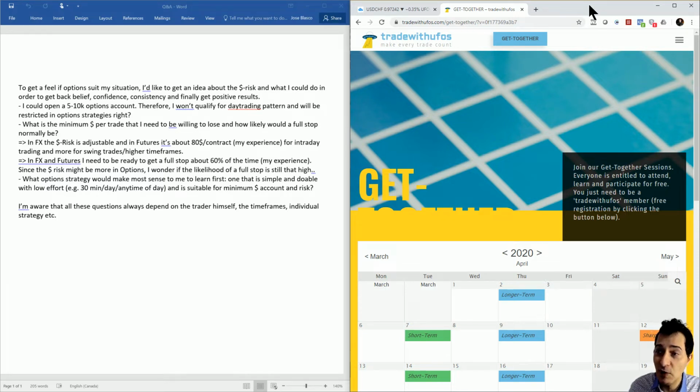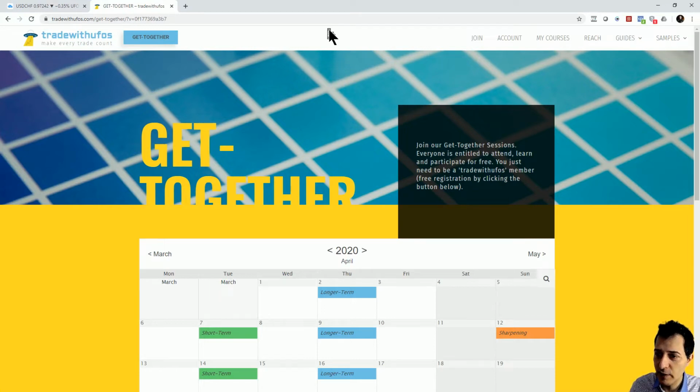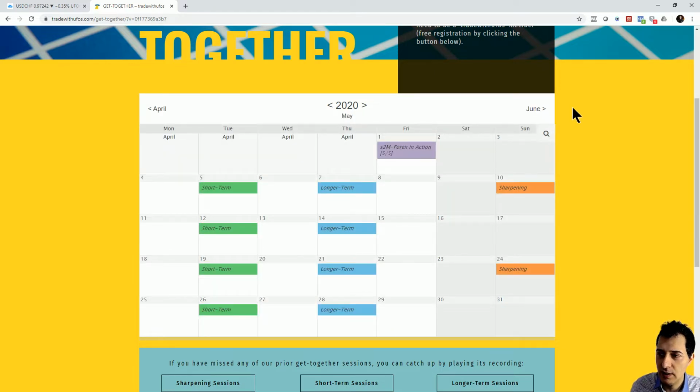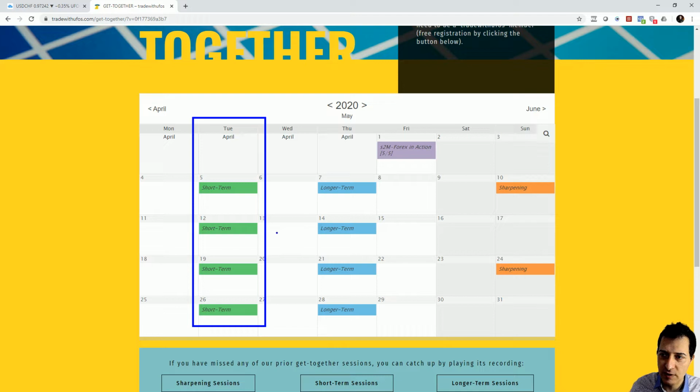But before I do that, a little bit of looking at the schedule. So this is April, for the month of May, same structure as you can see on the calendar. On the Tuesdays, we're going to have short-term trading sessions at 11 a.m. On the Thursdays, same story, 11 a.m., longer-term trading sessions.